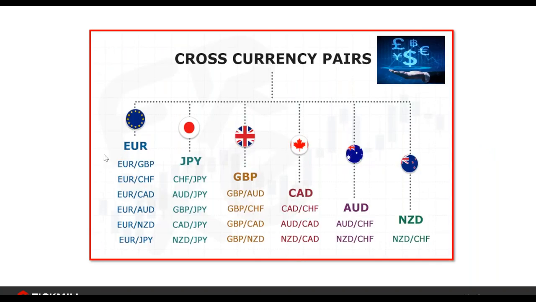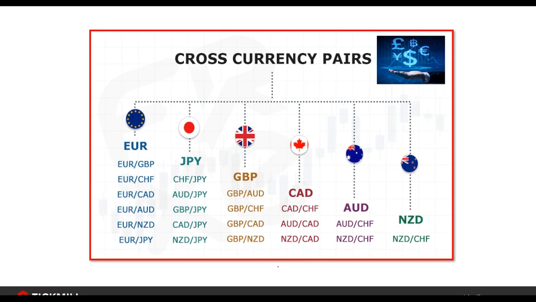And other than the majors, we have the cross currency pairs. So we have the euro paired to other currencies like GBP, Switzerland franc, Canadian dollar, Australian dollar, New Zealand dollar, and Japanese yen. Same din po, si Japanese yen has pairs. Same lang din ang mga currencies, GBP, Canadian dollar, and Australian dollar, and New Zealand dollar. So, meron din po siya. Those are the cross-currency pairs.